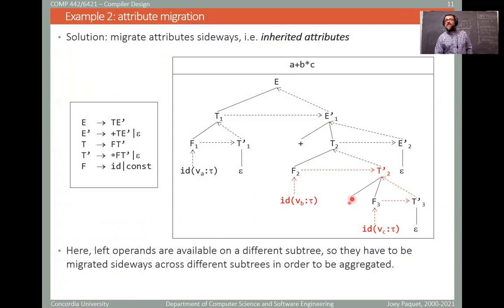Times example, that's exactly what I had in red here. So the times is processed by T prime. So T prime actually receives from F an inherited attribute from the F. And that's the left operand of the times, and then it assumes that the right operand of the times will come to it after T prime has been actually called and processed this operand by way of the F here. Okay.